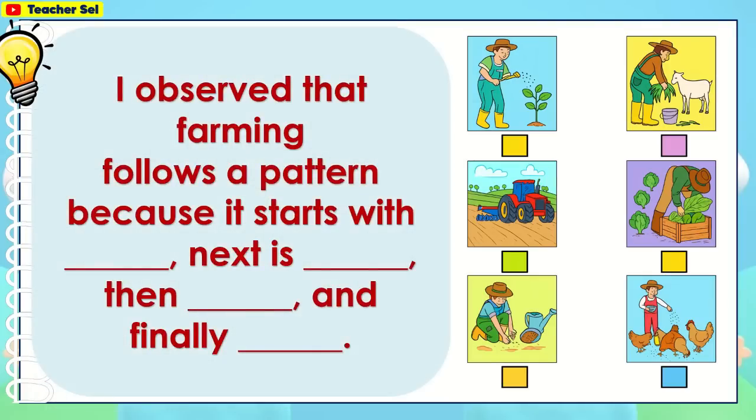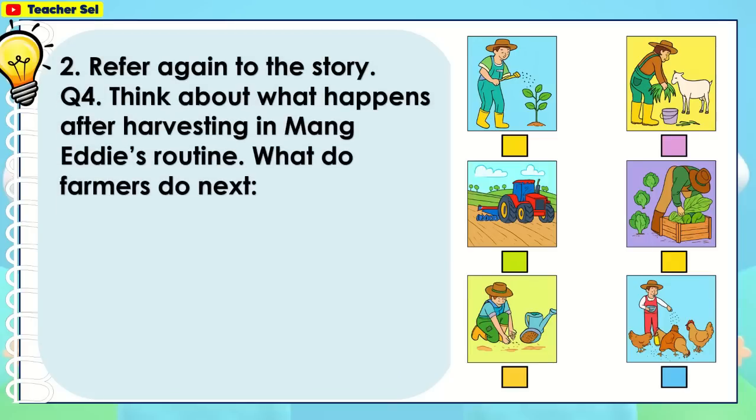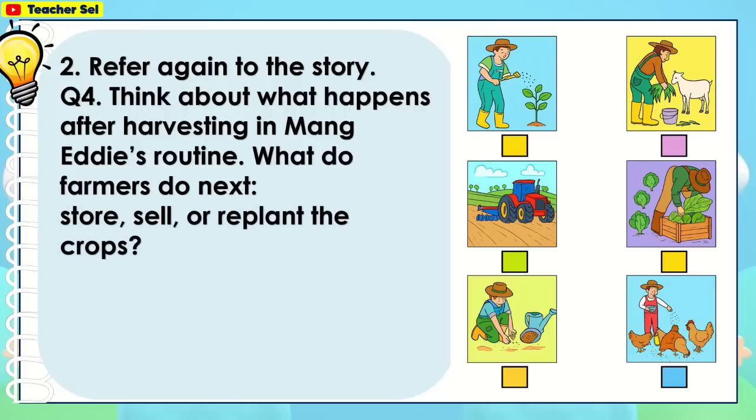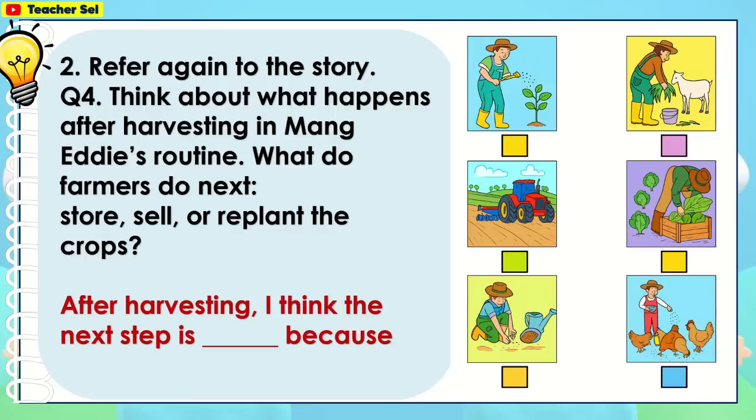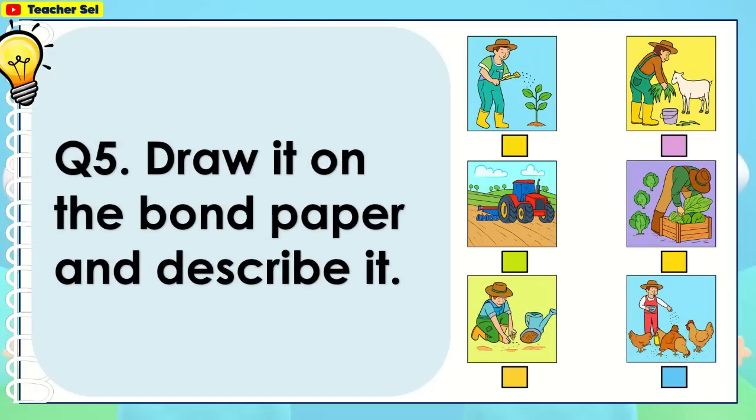I observe that farming follows a pattern because it starts with blank, next is blank, then blank, and finally blank. Refer again to the story. Think about what happens after harvesting in Mang Eddie's routine. What do farmers do next? Store, sell, or replant the crops. After harvesting, I think the next step is blank, because blank. Draw it on the bond paper and describe it.